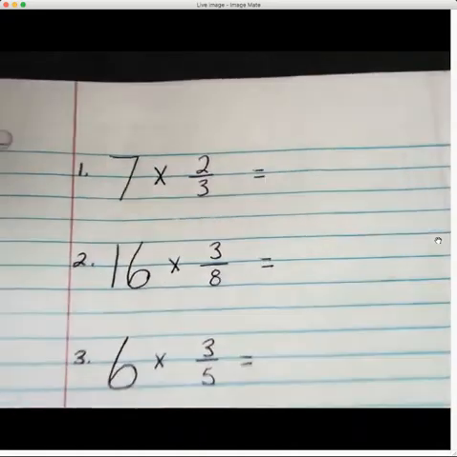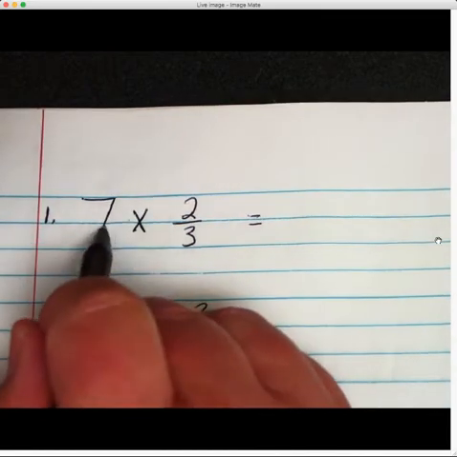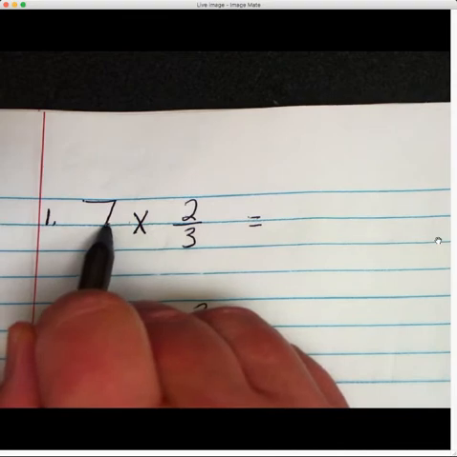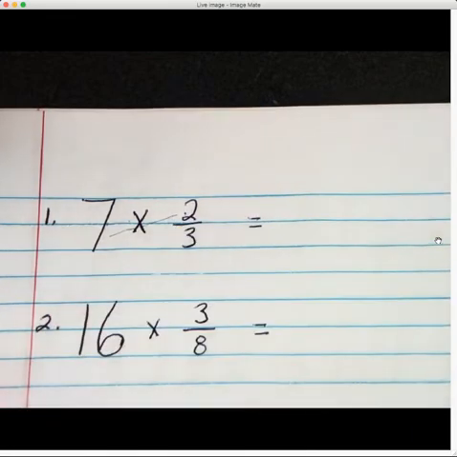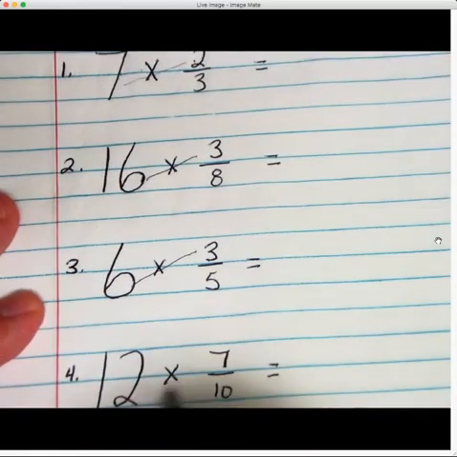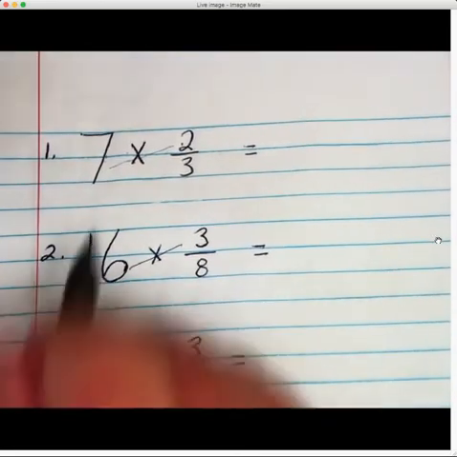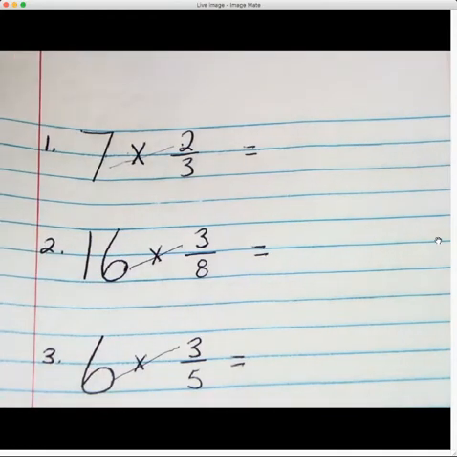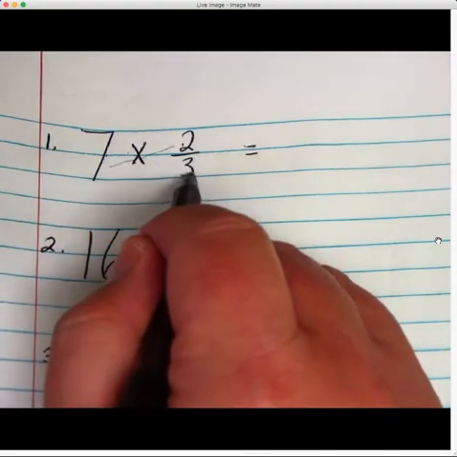Now on these problems today, you've got a whole number times a fraction. What we need to remember when we're multiplying a whole number times a fraction is that we only multiply the whole number times the numerator. We're going to go whole number times numerator every time. I'm going to do it on all these just to remind us. We're not going to multiply the whole number times the denominator on these. So as we multiply these, it's the whole number times the numerator over the denominator for our answer.